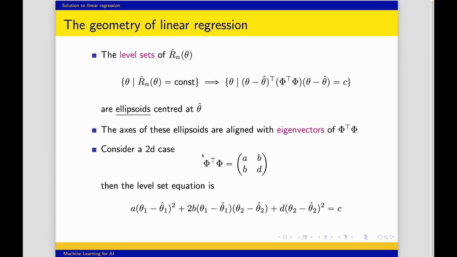So let's have a look at an example. It's the best way to see it. We're going to consider a 2D case. Let's say that our matrix is phi transpose phi. Now remember, this is a symmetric positive definite matrix, so it will have a form like this. It's symmetric: if we transpose this, we get back the original matrix. Why is that? It's obvious. What's the transpose of phi transpose phi?